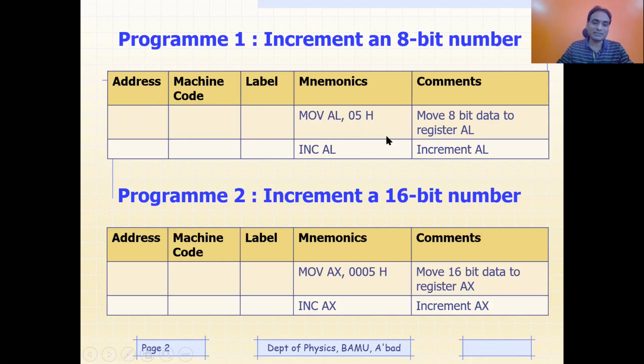But since this is a very simple program wherein we don't have any label, we are not going to have anything in the label column as well. But depending on the situation, whenever the complexity increases, you may use this label column as well. But the address and machine code columns are going to be empty forever as far as this teaching is concerned. But whenever you will be doing practicals, obviously you need to have machine code.